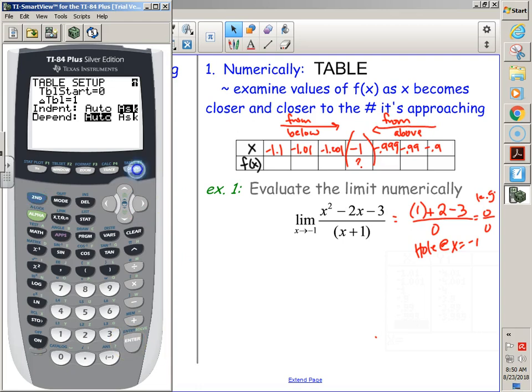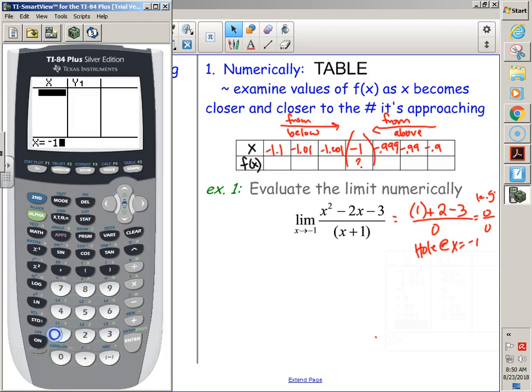So second window sets up the table, and then we can hit ask for the independent variable, and when we go to second table, now it's going to say, what do you want? I need -1.1, then I need -1.01, then I need -1.001.